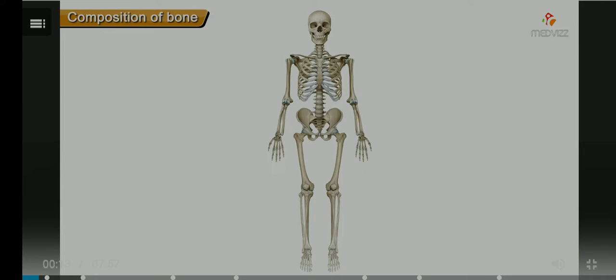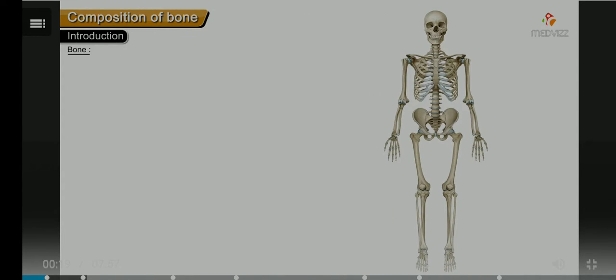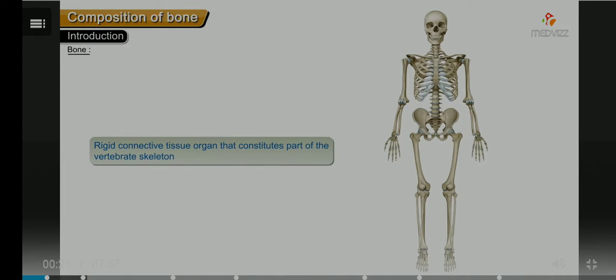In this segment of anatomy, we are going to be discussing the composition of bone. Introduction. Bone is a rigid, connective tissue organ that constitutes part of the vertebrate skeleton.